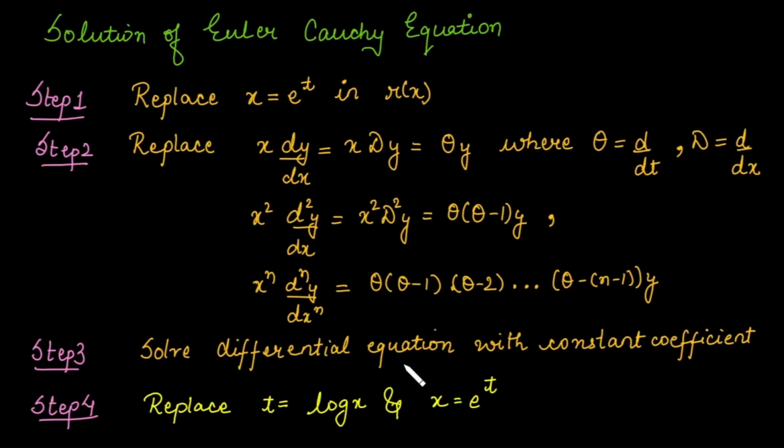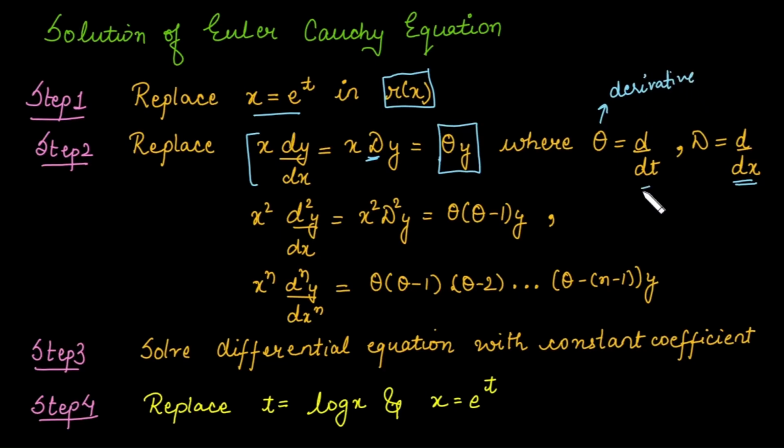Next point is how to find a solution of Euler-Cauchy equation. So in the first step, in the right hand side function, that is your R of x, replace x by e raised to power t. And this term x into the first order derivative of y with respect to x, that can also be written as x into Dy, where D stands for the derivative with respect to x. We replace this term by theta into y, where theta is again a derivative operator, but it is a derivative with respect to t, whereas D is a derivative operator with respect to x.